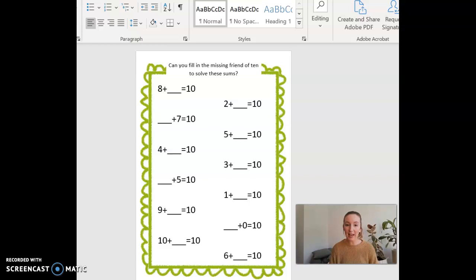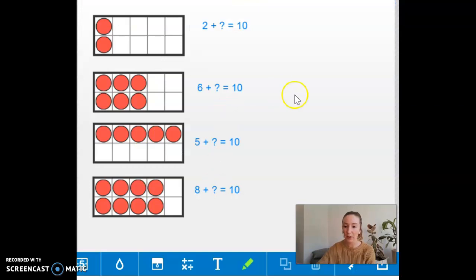Today we are looking at filling in a missing number in a tens fact. So your page looks like this today. It's got 8 plus something equals 10. So there's a missing addend or a missing part to the number sentence. To help you, you can grab your tens frame and some counters and lay out what it's told you as part of this number sentence.